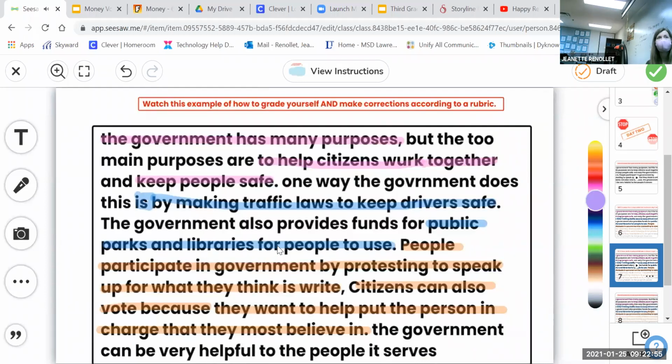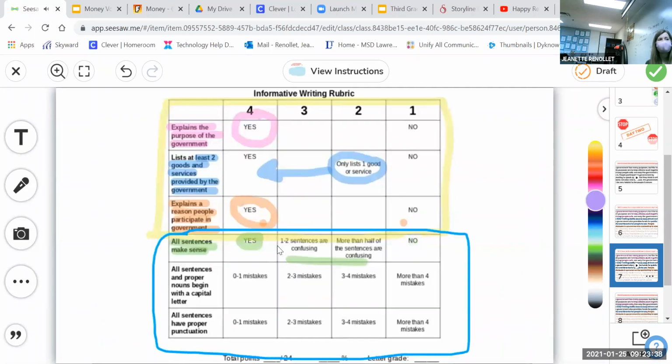The government has many purposes, but the two main purposes are to help citizens work together and keep people safe. That makes sense. One way the government does this is by making traffic laws to keep drivers safe. The government also provides funds for public parks and libraries for people to use. Awesome. People participate in government by protesting to speak up for what they think is right. Citizens can also vote because they want to help put the person in charge that they most believe in. The government can be very helpful to the people it serves. Awesome, that all made sense. So I can say yes, all of my sentences made sense.